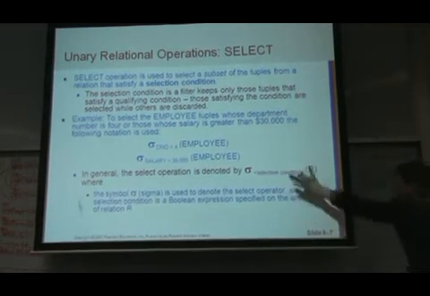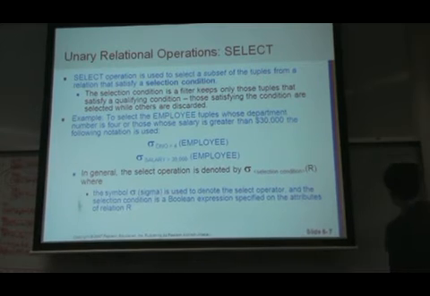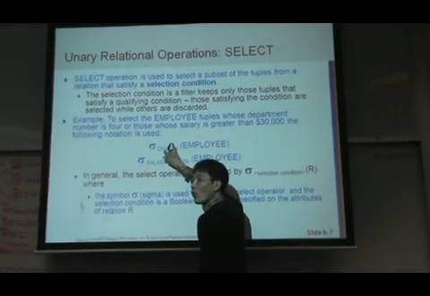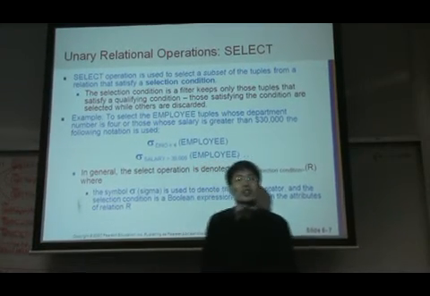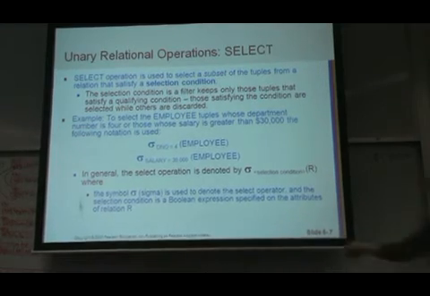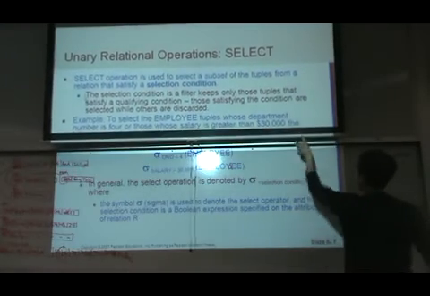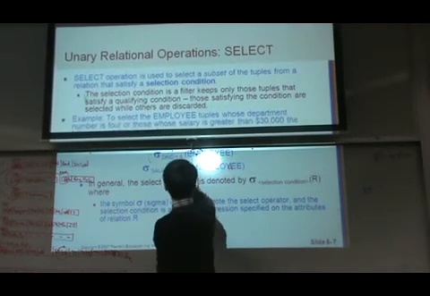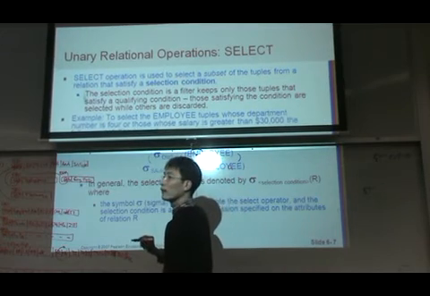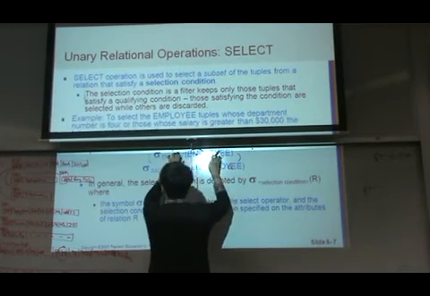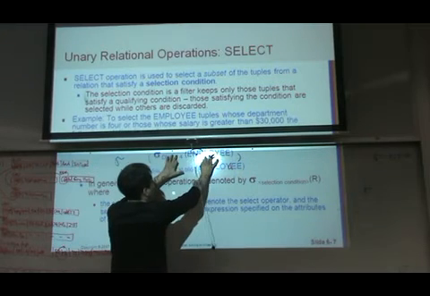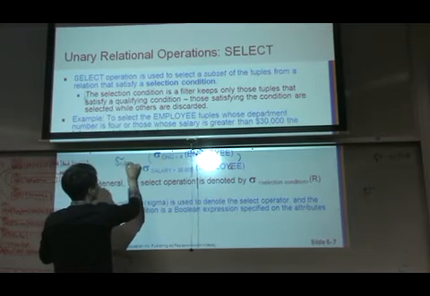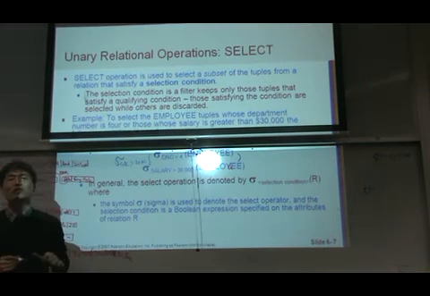For example, I try to select employees who work for department number 4 and whose salary is bigger than 30K. At that time, for employee, I'd like to use this one. You can make the output of this one the input of the salary-bigger-than-30K operation. You can write this one.